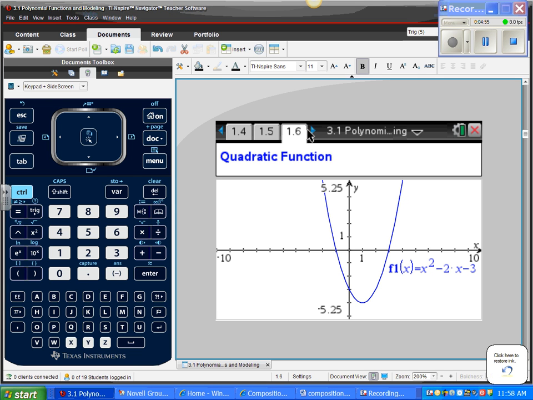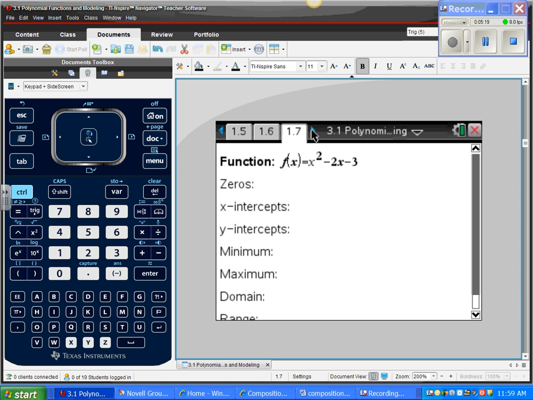Okay, so there are some functions that you need to be able to know just by looking at them, and this is one of them. Okay, so I've got my quadratic function. The function is x squared minus 2x minus 3. Okay, and we need to be able to pull a whole bunch of information from this quadratic. So we're going to use our tools to do that. First, we need to figure out what we actually want. So on the next page, I have a list. I want the zeros, the x-intercepts, the y-intercepts, the minimum or the maximum, the domain, and the range.